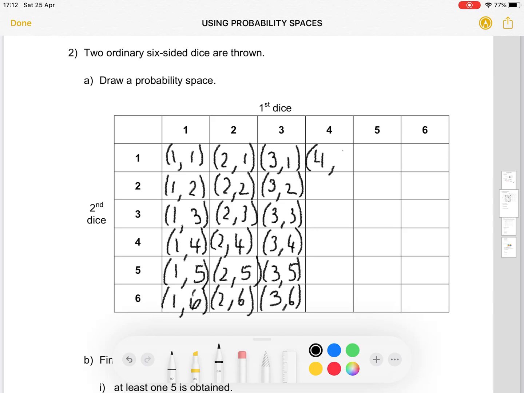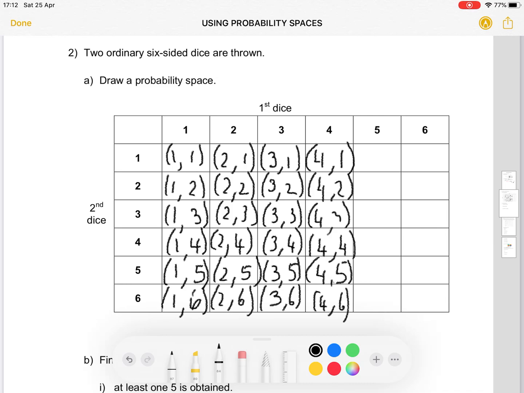Now, the column of 4, where the first dice landed on a 4, the first box would be 4, 1, because the second dice landed on a 1. Then 4, 2, 4, 3, 4, 4, 4, 5, and then last 4, 6.